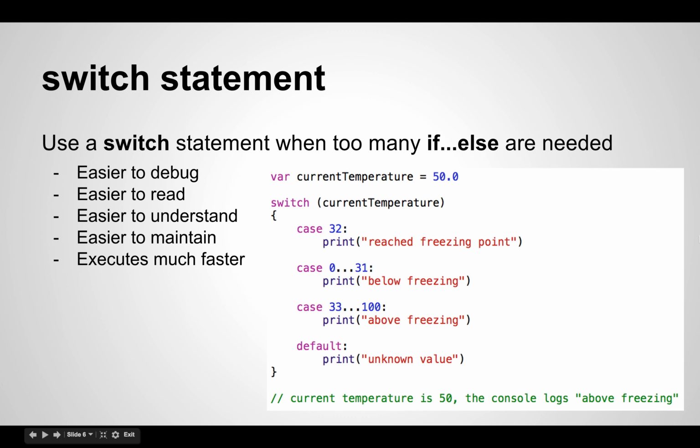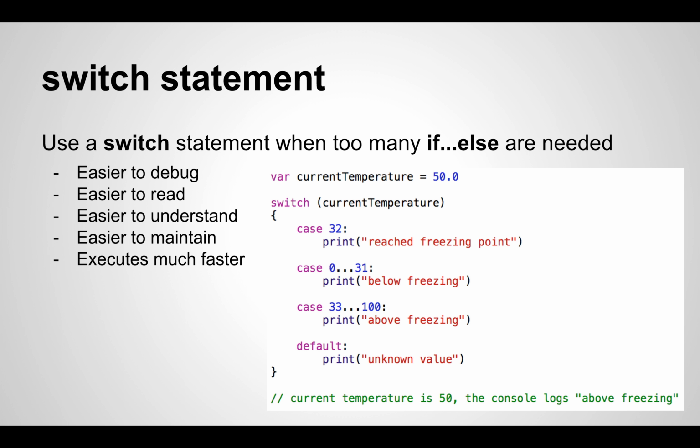All right, switch statement. Now, switch statement is when you have too many if-else in a row. You know, whenever you need to test, let's say for a certain temperature, and you want multiple cases, and you have way too many, you don't want to do a dozen if-else in a row. So you can use a switch statement. It's easier to debug, easier to read, easier to understand, well, not for everyone, easier to maintain, and it executes much faster than if you had multiple if-else in a row.